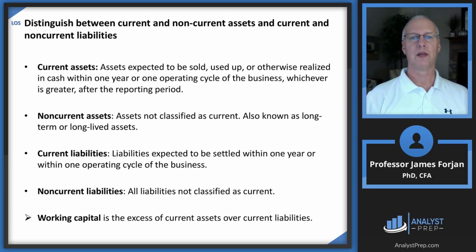All right, current assets are the assets expected to be sold or realized in cash within 1 year. The classic examples are things like accounts receivable and inventory. Non-current assets are long-term assets. Those are things like, for those of you who just watched the income statement video, the bulldozer that a construction company buys to build an airport. Current liabilities are expected to be settled within 1 year. Non-current liabilities are all those liabilities that are not classified as being current.